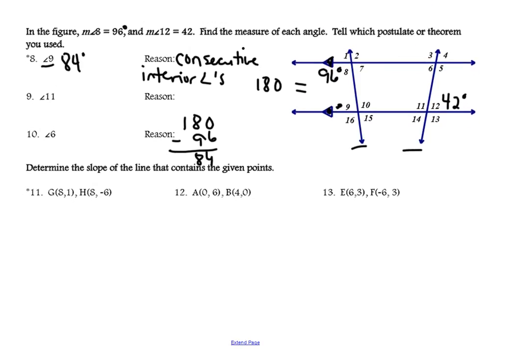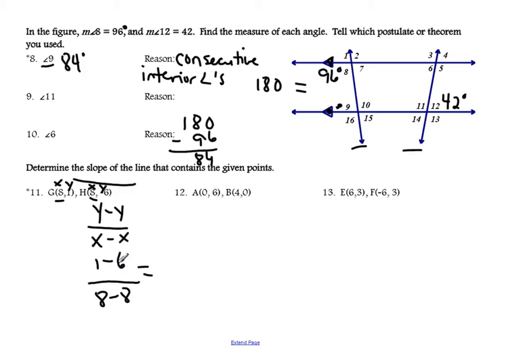Okay, number 11, determine the slope. The slope formula is rise over run, or y's over x's: subtract your y's over the difference of your x's. And remember, the first value is my x value, the second value is my y value. So I'm going to do y minus y, so 1 minus 6 over x minus x, which is 8 minus 8. 1 minus 6 is negative 5, and 8 minus 8 is 0.